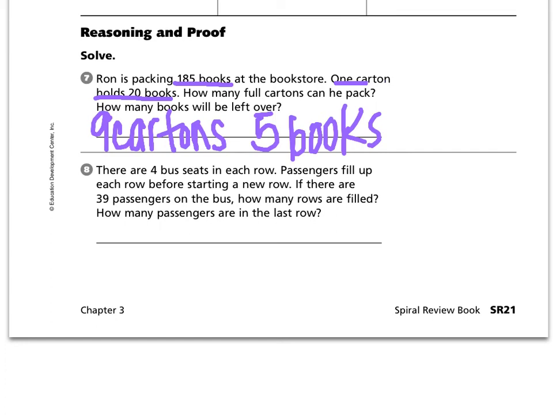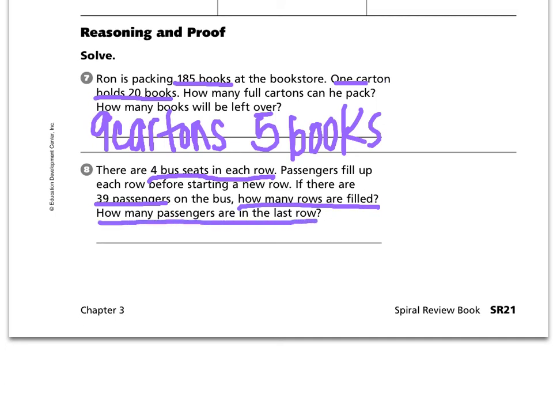There are 4 bus seats in each row. Passengers fill up each row before starting a new row. If there are 39 passengers on the bus, how many rows are filled? How many passengers will be in the last row? So I know that there's 4 bus seats in each row. I know that there's going to be 39 passengers, and I need to figure out how many rows are filled and how many passengers will be in the last row.